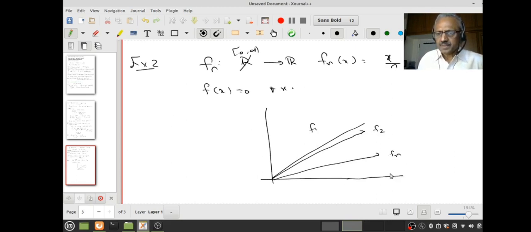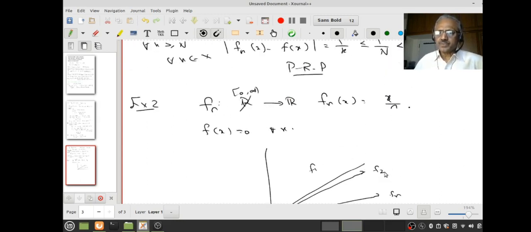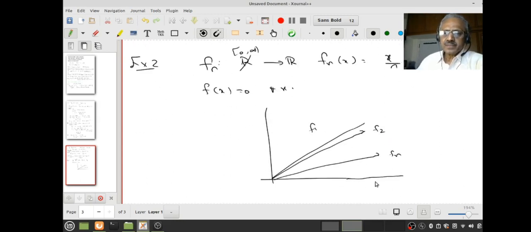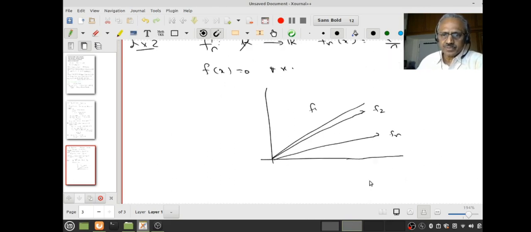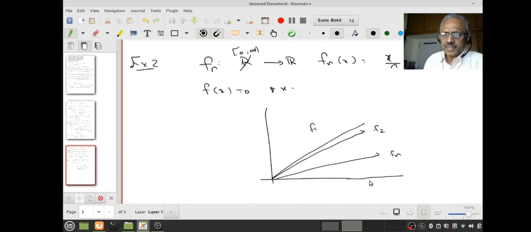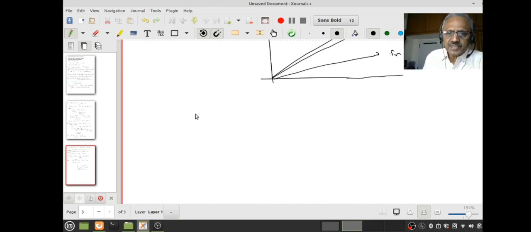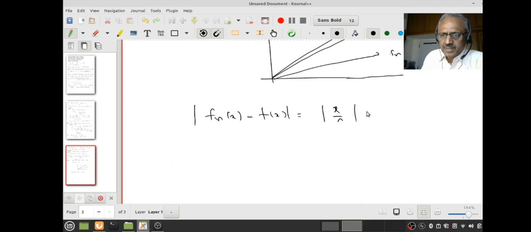You understand that? Now what we already have seen is that this is not uniformly convergent on all of 0 to infinity. How did you prove that? The idea is we try to estimate f1 of x minus f of x, that is mod x by n. Here x could be any real number, but anyway. I want this to be less than epsilon, but then there is a problem. Mod x should be less than n times epsilon, or n should be greater than epsilon by mod x if x is not equal to 0.